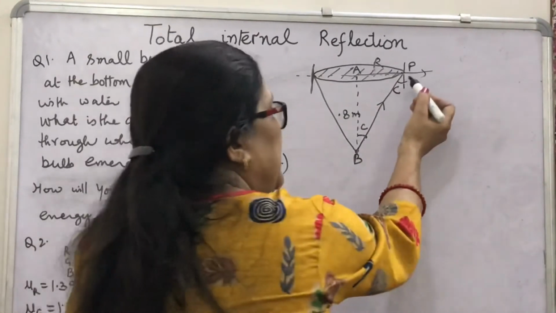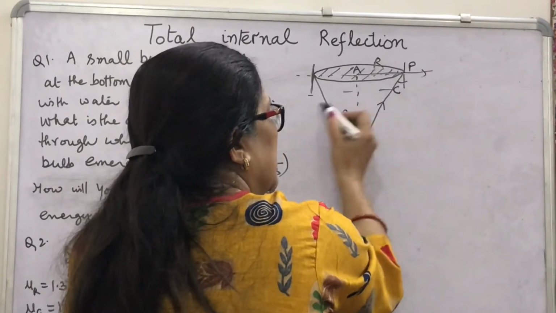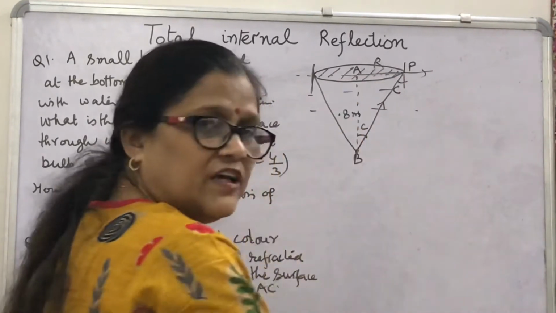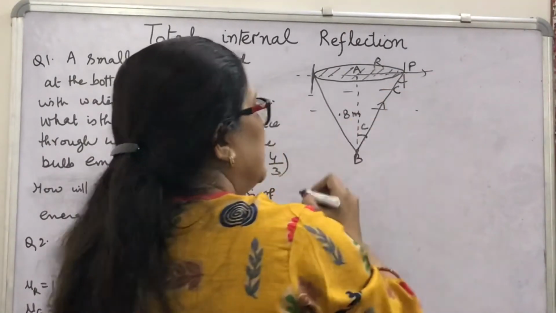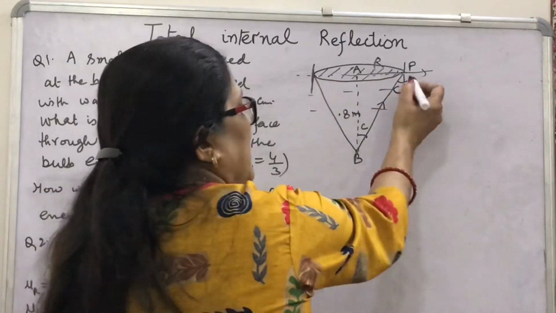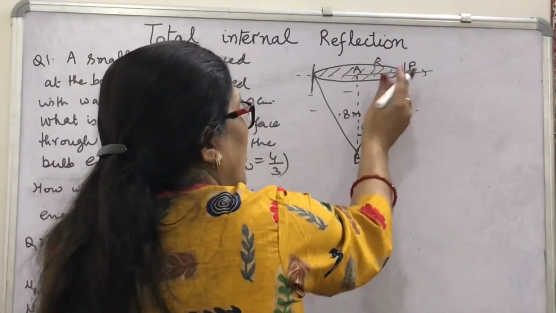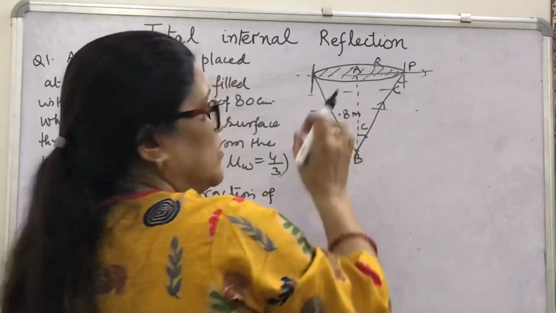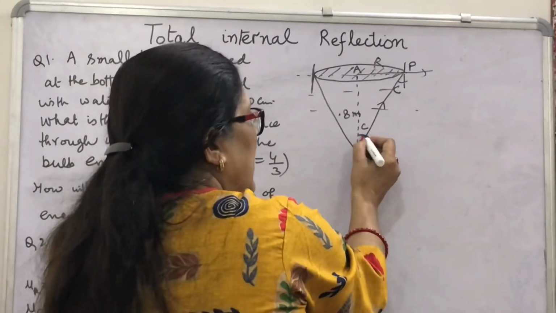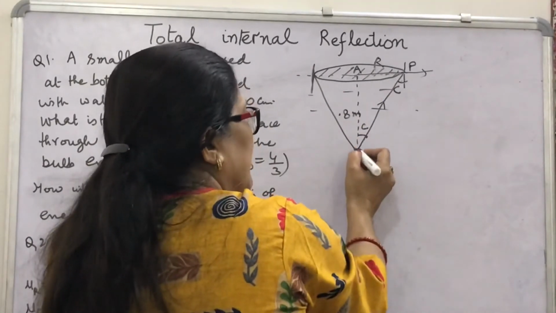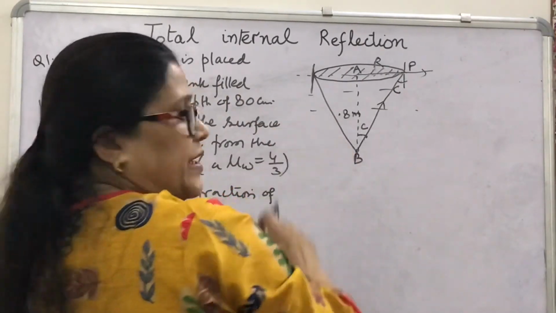Suppose at this point P the light ray goes and its angle of incidence in the water, that is in the denser medium, is C, equal to the critical angle. Then it will go along the interface on this side also and here also. So a circle of illumination, or you can say this cone of illumination, will be observed here, and this critical angle will be the same here for this height AB. It is given as 80 centimeters. I have written height 0.8 meter.